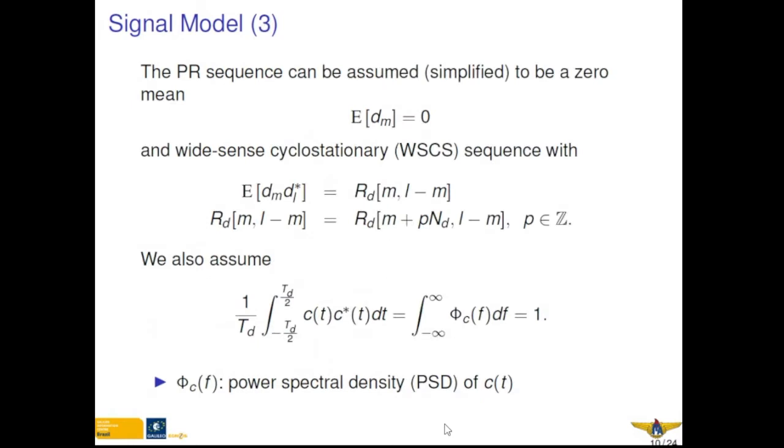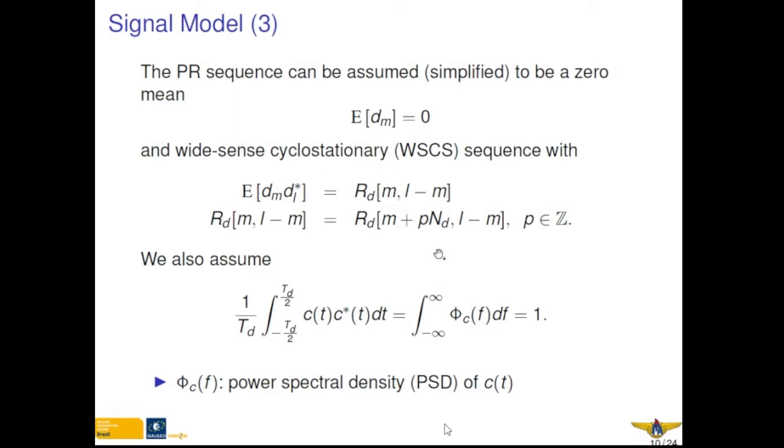Yeah, the PR sequence can be assumed, simplified, to be zero mean, so the expectation of d_m is zero, and so-called wide-sense cyclostationary, WSCS, with the expectation of d_m d_l conjugate being the autocorrelation function of the sequence, a function of l minus m. The autocorrelation function of the sequence is periodic with N_D here, so we have integer multiples of P. We have the same autocorrelation function here.